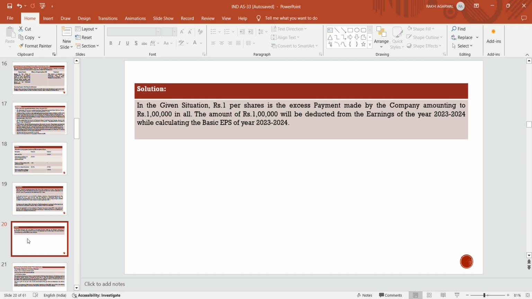So that excess amount, the early payment made by the entity, is to be deducted from the net profit after tax in order to derive the net profit attributable to the equity shareholders for calculating the basic EPS for the year 23-24.